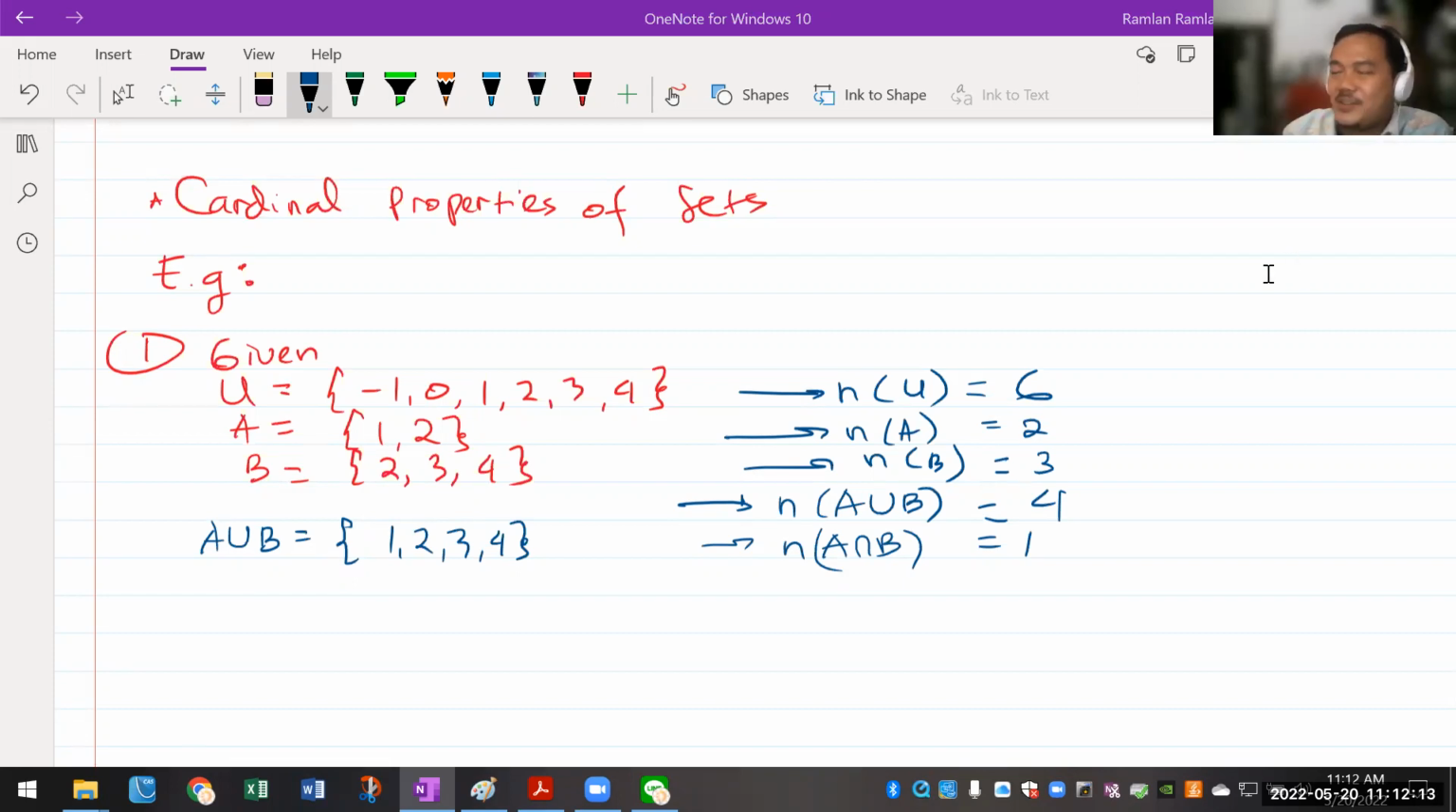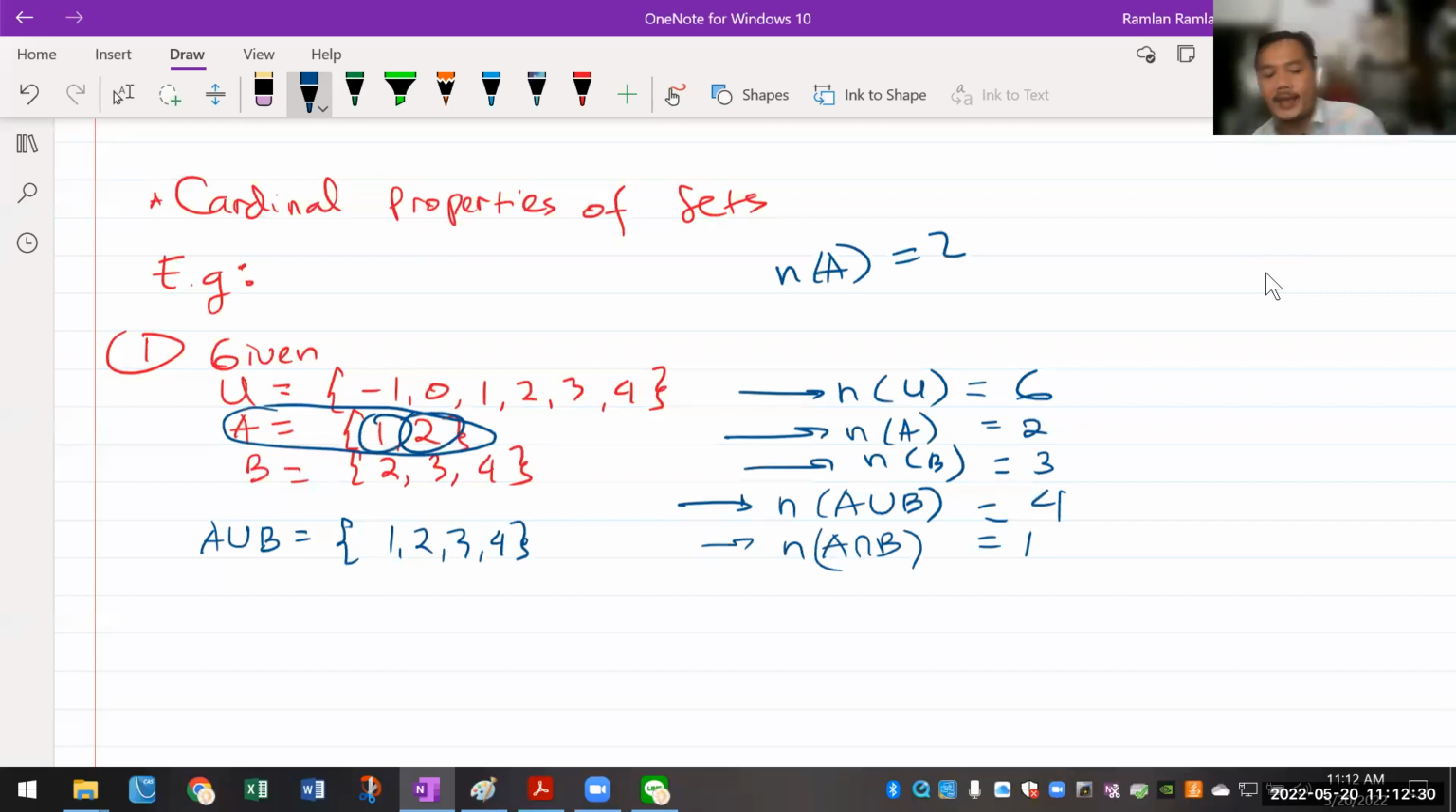Oke, the first thing I need to understand is the cardinal number, ya guys. Masih ingat ya, yang namanya cardinal number itu notationnya adalah n. So if I have, for example, this is A, right? The elements are 1 and 2. So which means that n(A), the cardinal number of A, is 2 because we have 2 elements. Itu yang pertama.